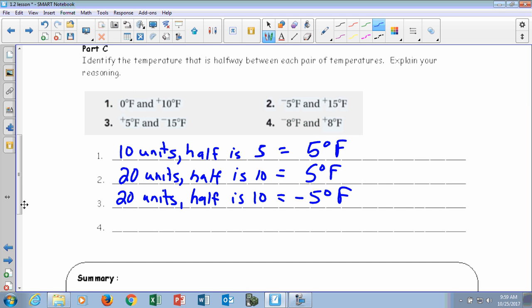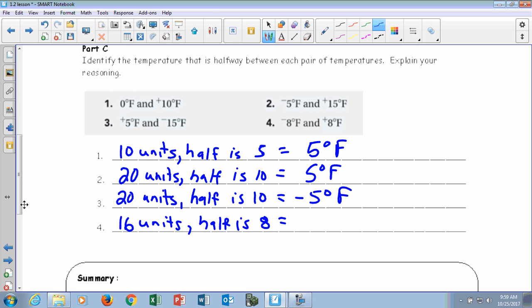Okay? And then last but not least, negative 8 to 8. How many units is it from negative 8 to 8? Break it in half. How far is it from negative 8 to 0? 8, right? From 0 to 8 is 8. So 8 and 8 is 16. So it's a 16 unit total. Half is 8, right?